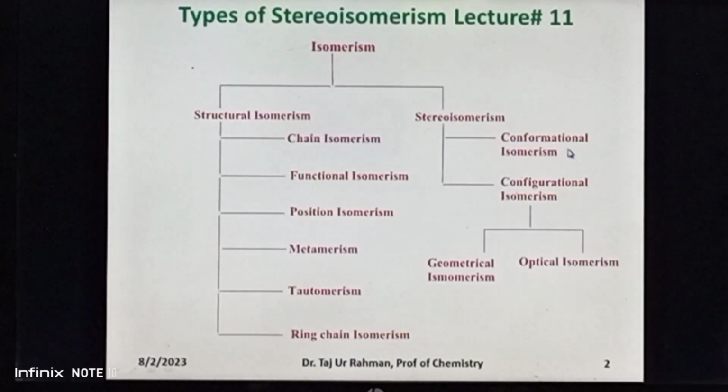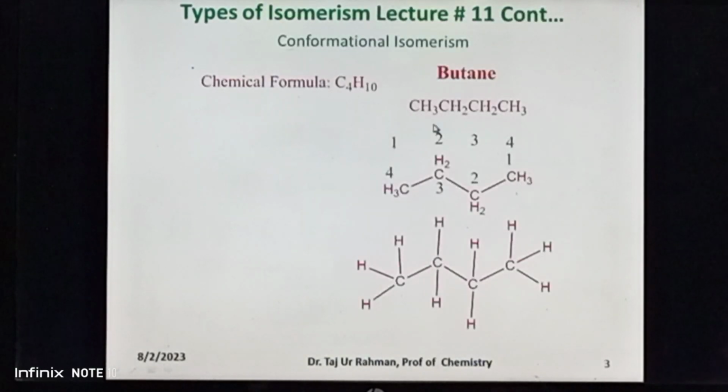Today we are going to discuss and explain the third example of conformational isomerism, that is butane. This is the butane molecule with molecular formula C4H10, and these are the structural formulas of this butane molecule. The numbering of carbon atoms in this butane molecule can be carried out from both right and left side, that is 1 2 3 4 or 1 2 3 and 4.